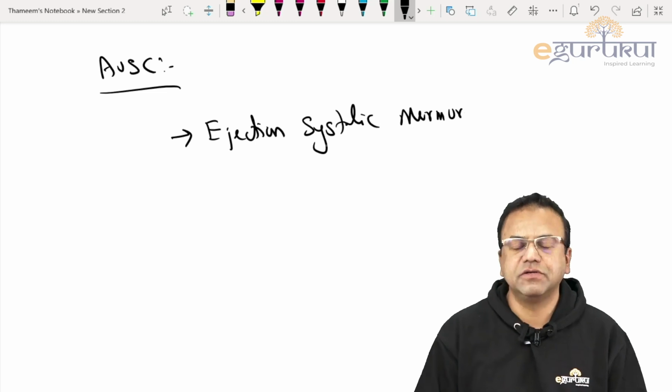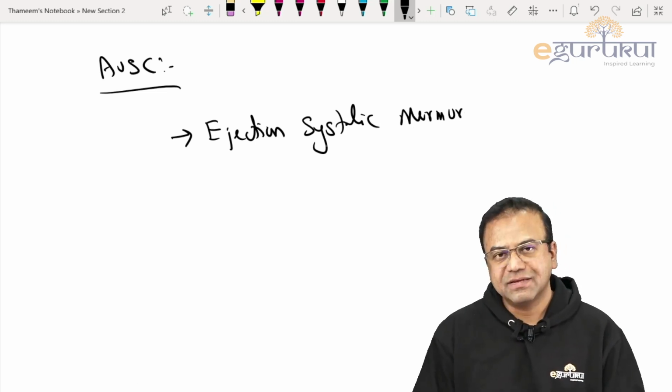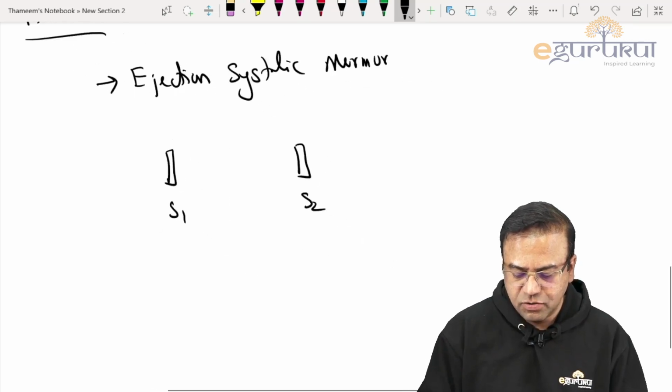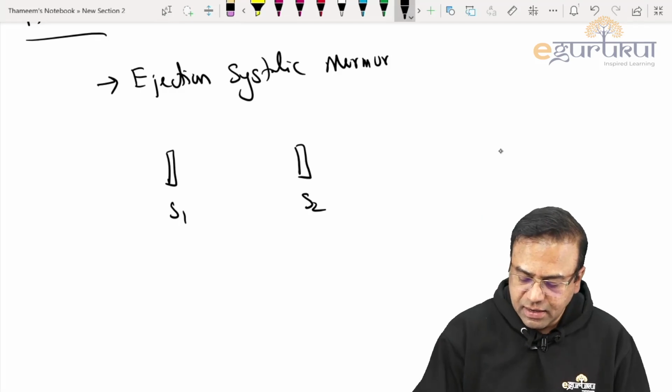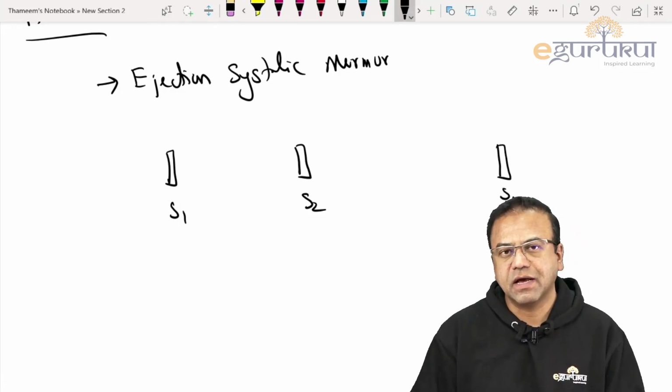In the mid of the systole, the septum is coming in the way and creating obstruction. This results in an ESM, the ejection systolic murmur. If you look at the pattern, this is S1, you have S2, in between S1 and S2 is the systole, and then obviously you have the diastole part, after that the next cycle will start.